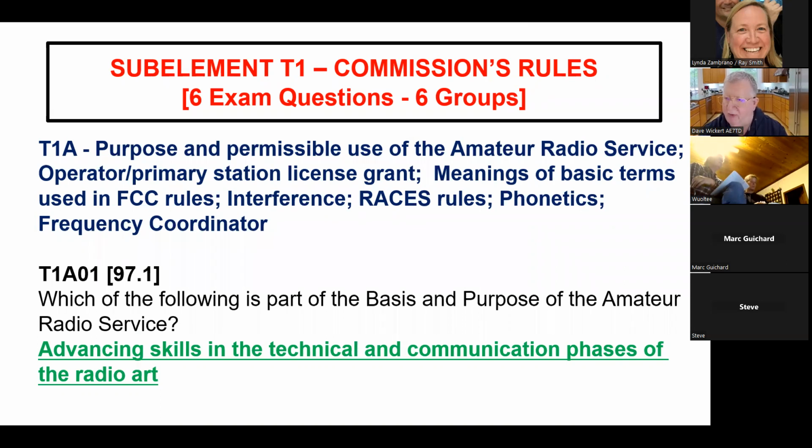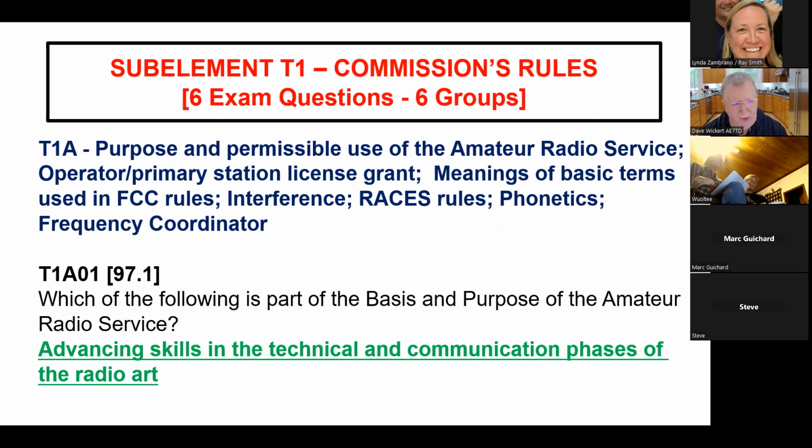There will be 6 questions on your exam. There are 6 subject areas that fall into this topic area. So of the 35 questions that will be on your exam, 6 of them will come from this evening's material. So it's important that you learn this.